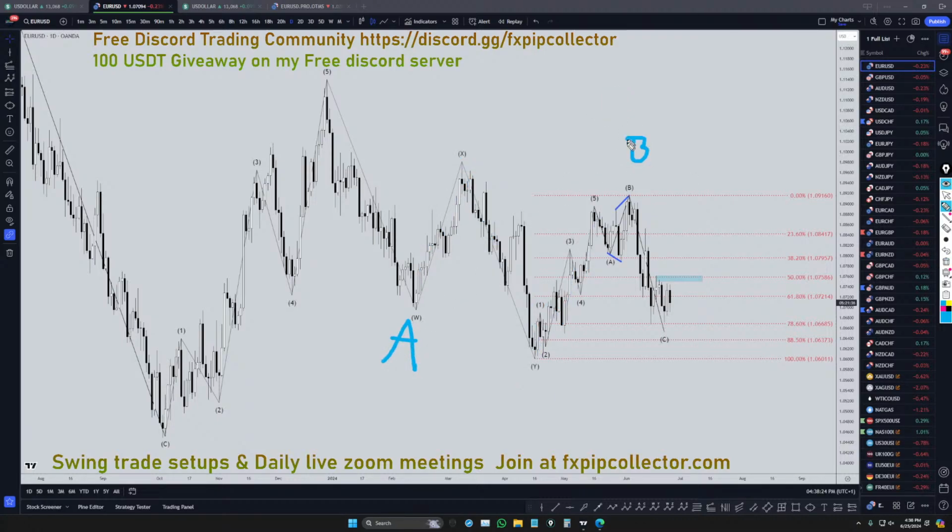This would be a running flat wave B because it made a lower low wave B and a lower low wave C. That means that there's a pretty good chance that this euro dollar actually could go down and take out the previous lows. And that would still probably be a wave C of wave 2. It just would end up taking out the previous lows.